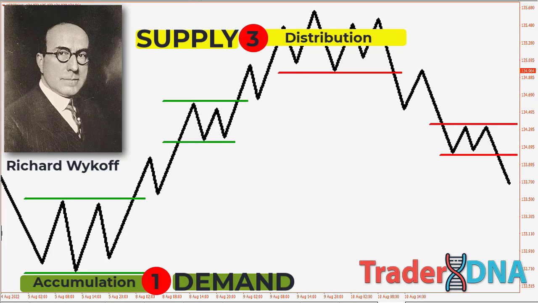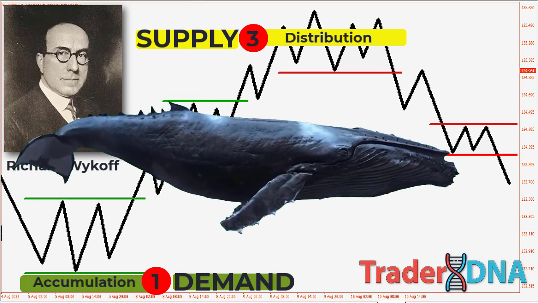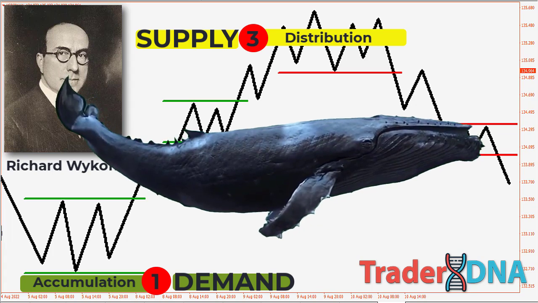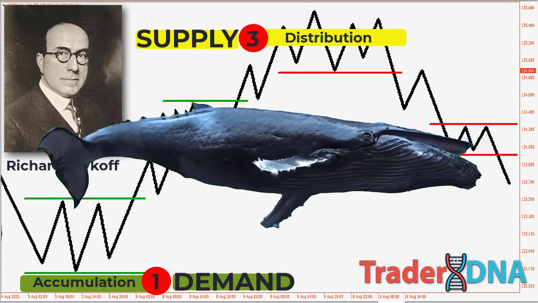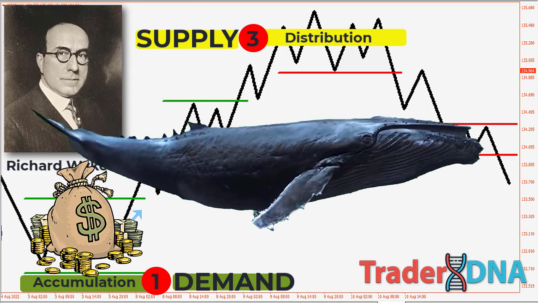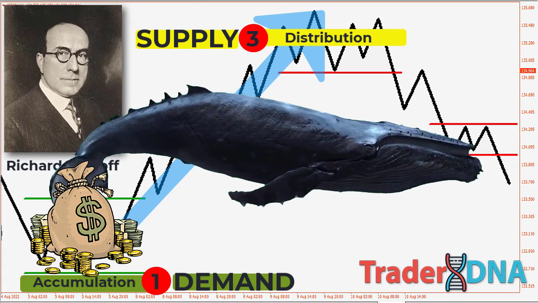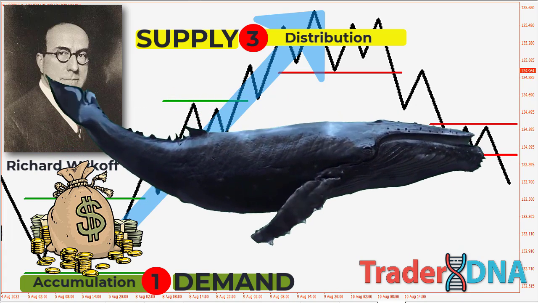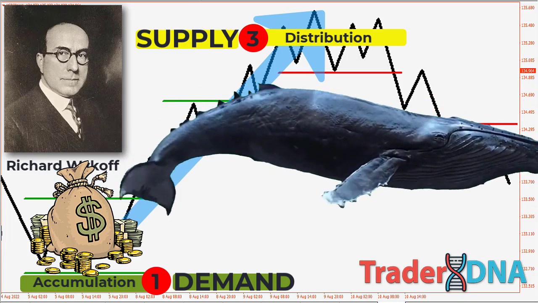Wyckoff explained these phases by the action of the whales, which these days are big institutions like money center banks in Forex markets or hedge funds in the stock market. These big players can't just put their whole order into the market at once because they are accumulating so much that it would move the price. So instead, they buy increments within a specified price range. This causes what we see on the chart as a demand zone.